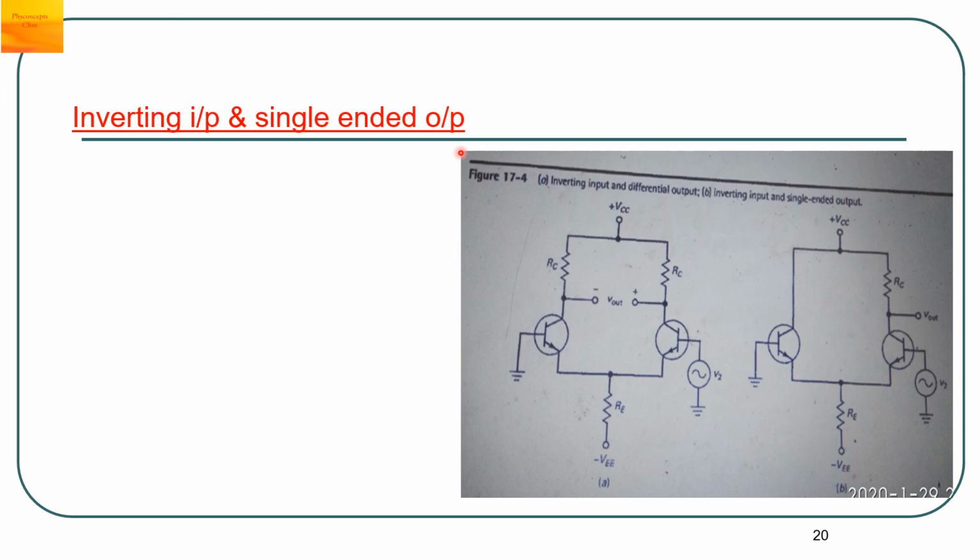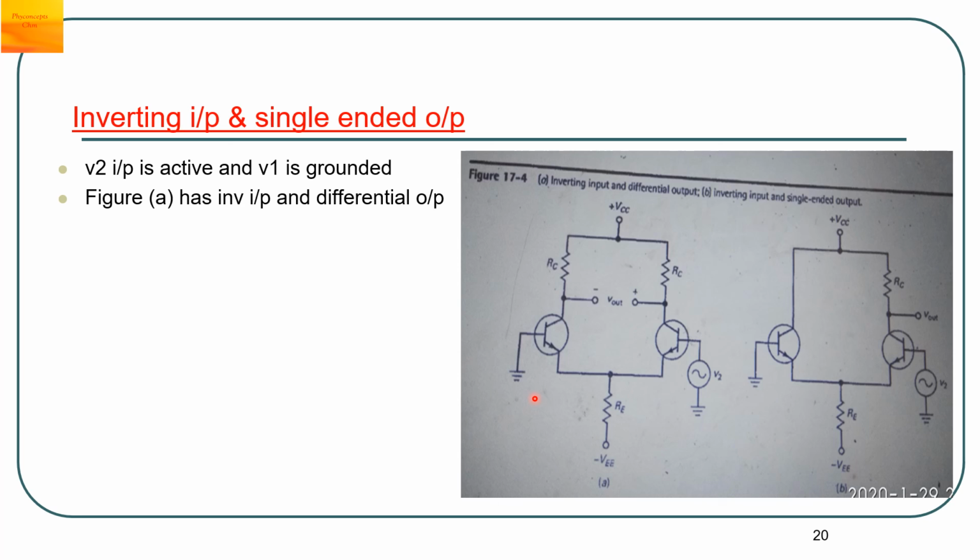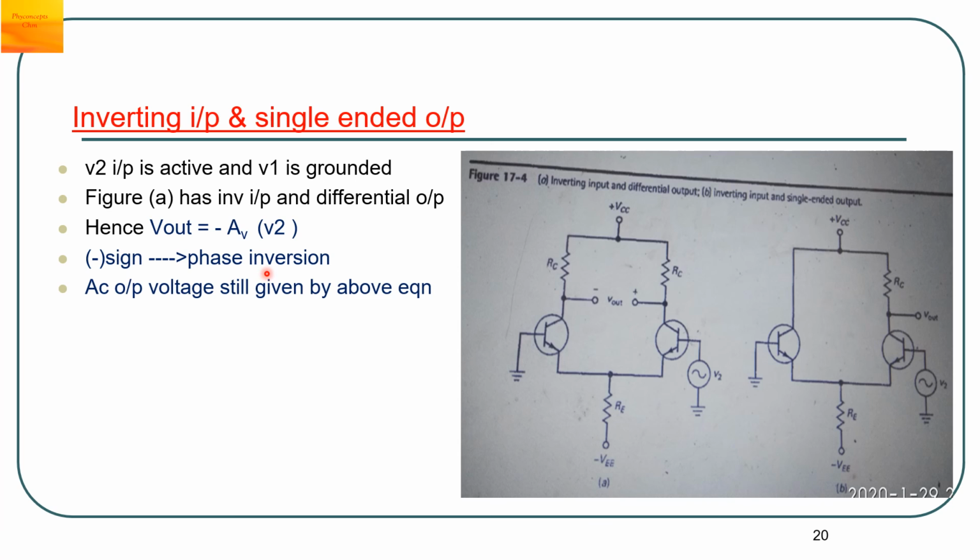Inverting input and single-ended output. So here V2 input is active and V1 is grounded. So in this figure A, it has an inverting input and a single-ended output. So Vout will be V1 minus V2, then V1 will be 0, so you get minus V2 in the bracket, so hence output voltage is minus AV into V2. Minus sign indicates that there is a phase inversion. AC output voltage will be given by the above equation.